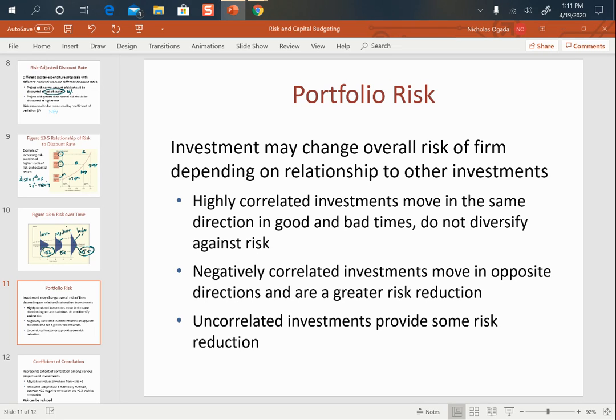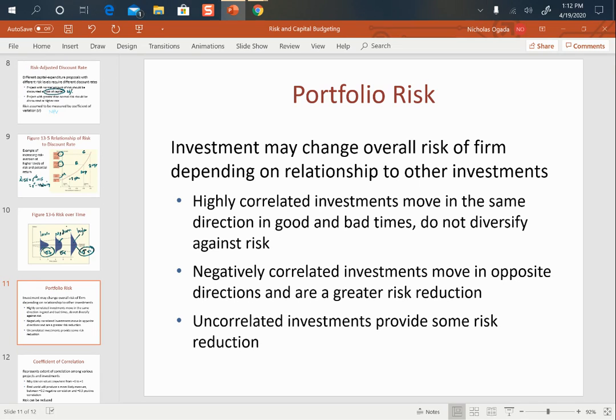Unless you're going to pick up investment projects that are perfectly negatively correlated. If they are perfectly negatively correlated, then when you lose on one project, you gain on the other. In that case, of course, you eliminate the risk because of choosing those kinds of investments. But the truth is, it's hard for you to choose perfectly negatively correlated assets. So most likely you're going to choose assets that have some kind of correlation.